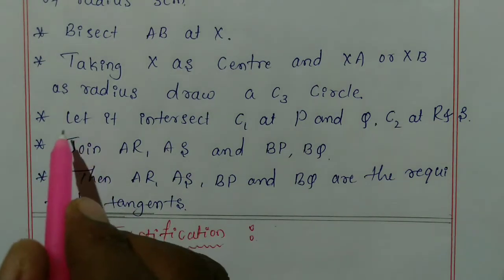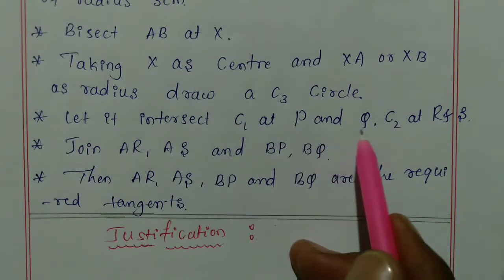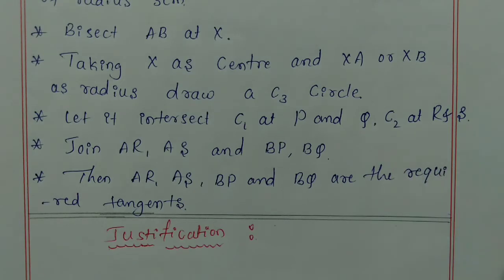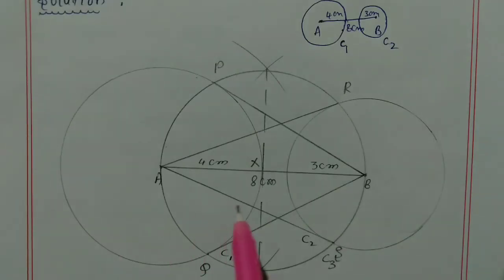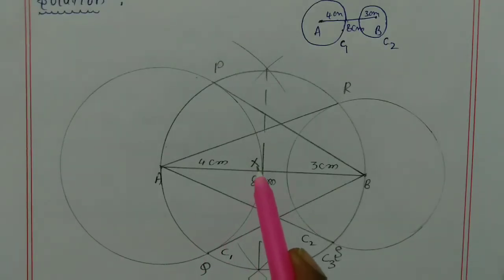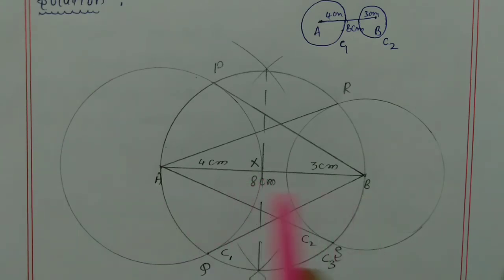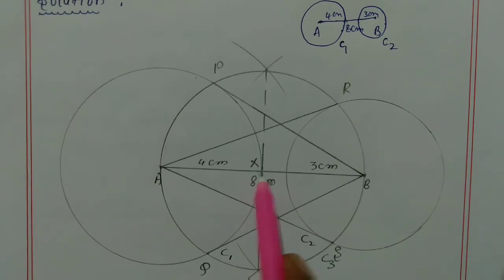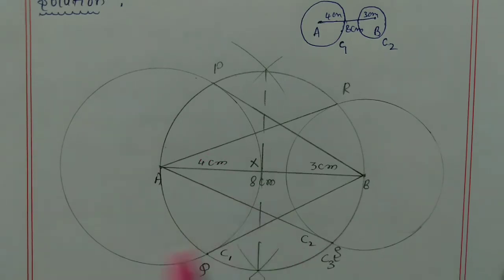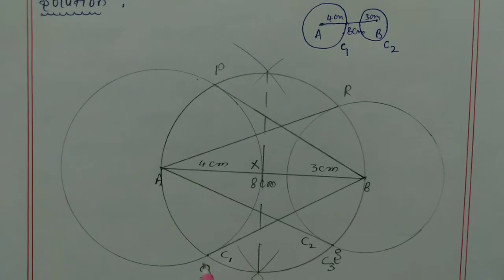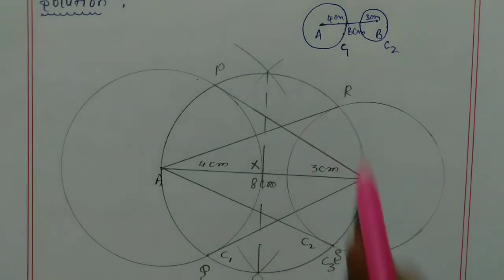After that, let it intersect C1 at P and Q, C2 at R and S. You can consider this is the midpoint of AB. You can take X as center, and take XA or XB as radius, and draw the C3 circle. This is the C3 circle. C3 and C1 intersect at P and Q, and C2 and C3 intersect at R and S.